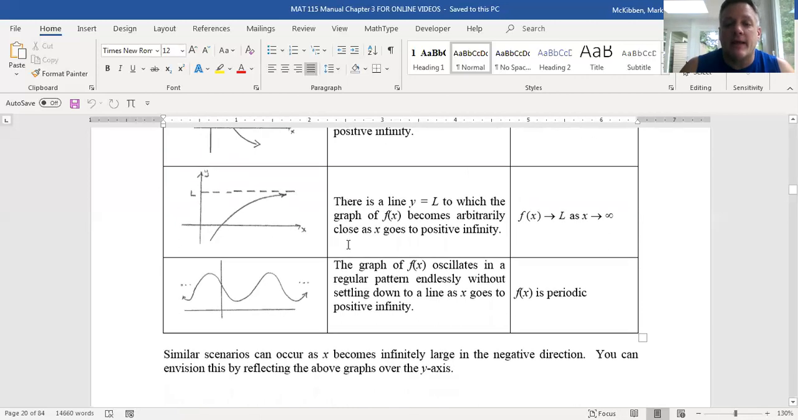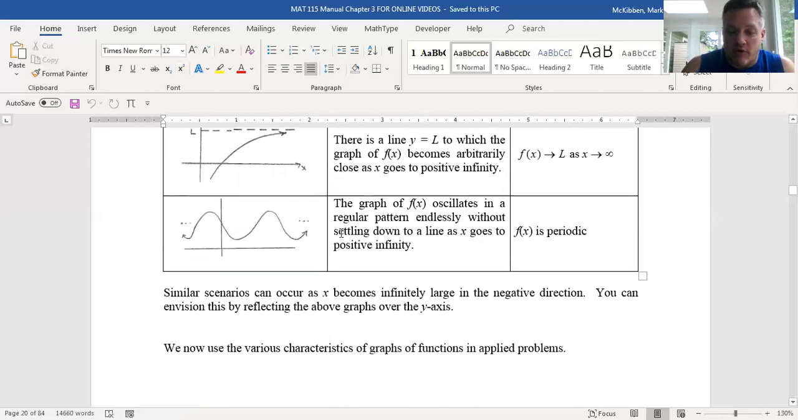All right, and then here for this last graph, it just continues on up and down in the same pattern. The function doesn't really approach any number as x gets big, nor does it go to plus or minus infinity. And so we say f is periodic. It oscillates with a regular pattern. Those sorts of functions will come up when we talk about trig later on.